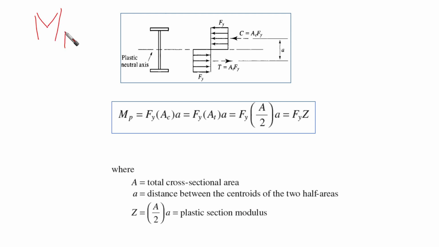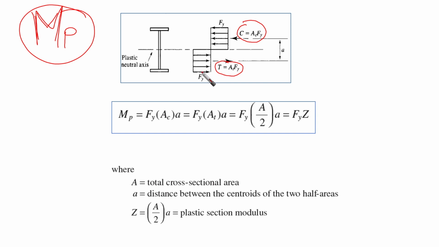We want to get M plastic. What is the value of this M plastic? As we said from our analysis before, we know that there is a compression force and a tension force going to be developed. All the cross section is going to be under F yield. Our M plastic is going to be the resistance of our cross section. It is going to be F yield times AC, which is this compression force, times this a, which is the distance between the compression and tension. And this is of course across the plastic neutral axis.